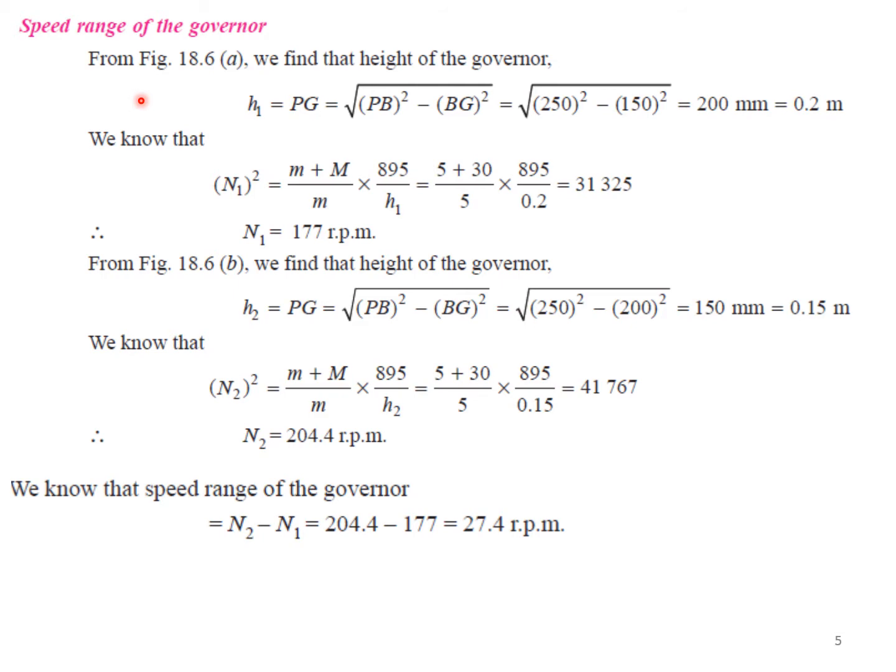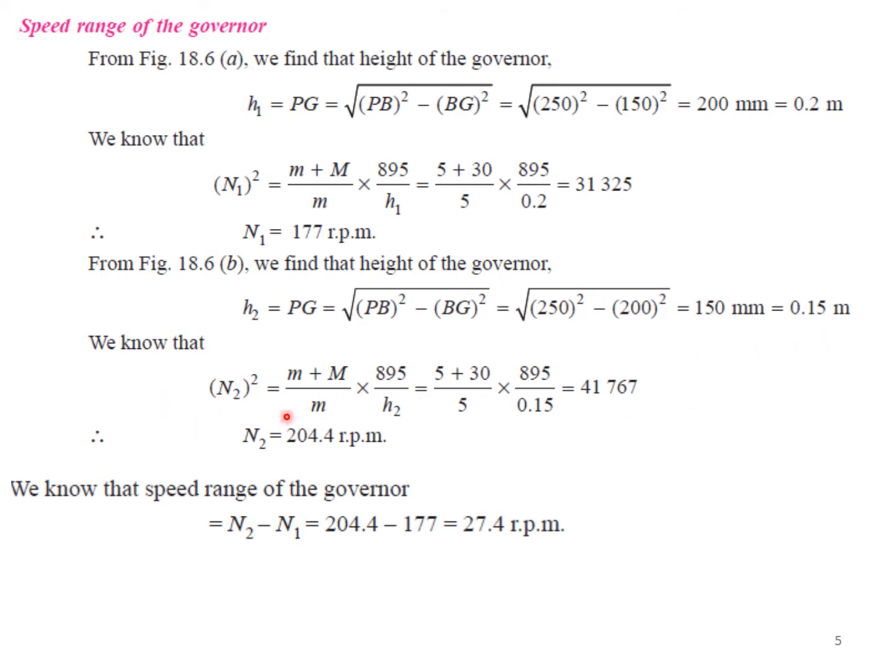So here from figure A, we calculate the value of H1, that is by using Pythagoras theorem. H1 is equal to PG is equal to square root of PB square minus BG square. We calculate the value, that is 0.2 meters. Substitute into the N1 equation, N1 square is equal to (m plus M) divided by m into 895 by H1. Substituting all the values, we will be getting the value of N1 as 177 rpm. H2 is equal to PG is equal to square root of PB square minus BG square, for the maximum position. By substituting all the values, we will be getting 0.15 meters.